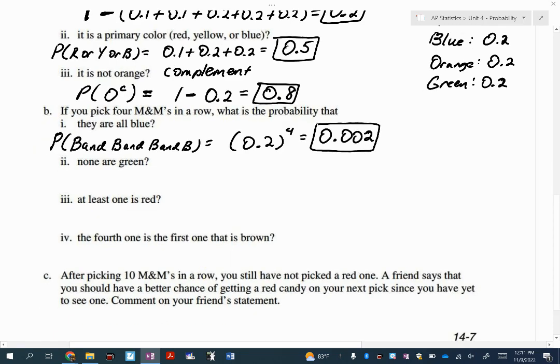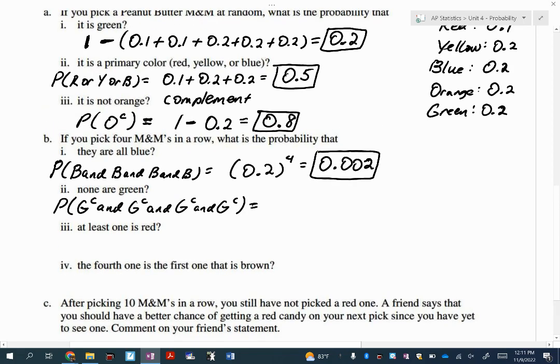All right, none are green. So this would be not green. Watch this, I'll do the complement. So not green, and not green, and not green, and not green. The first thing I do is I go to green, which we said was 0.2. So not green is 0.8, and I'm doing 4 of those. So repeated multiplication raised to a power.